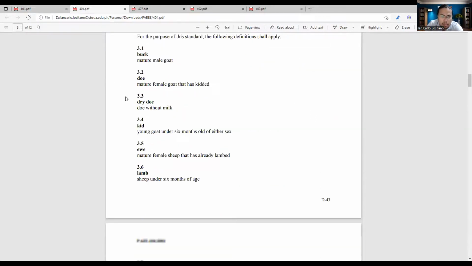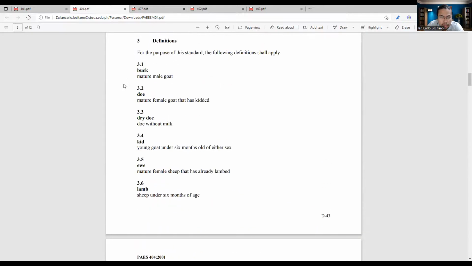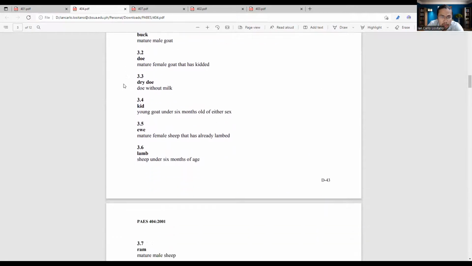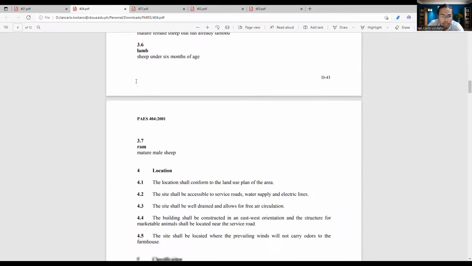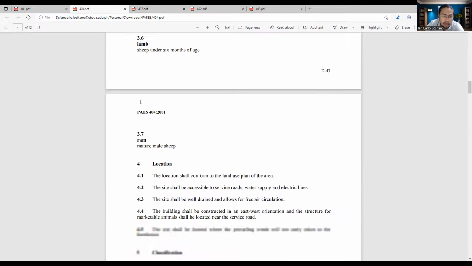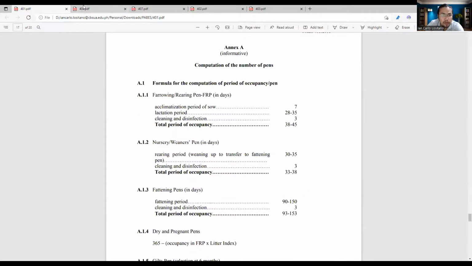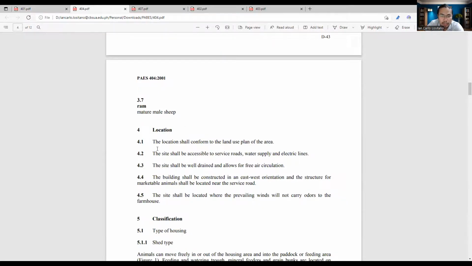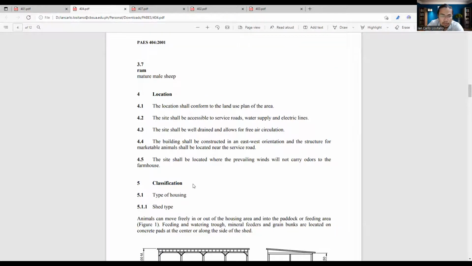Now, proceeding, again, the terms of references are provided, and the student or learner of the course is expected to know of this already. What is a doe? What is a buck? What is a lamb? What is a ewe? And ram? Location, similar to the first structure for swine, you have the same considerations for such, and they are mandatory.